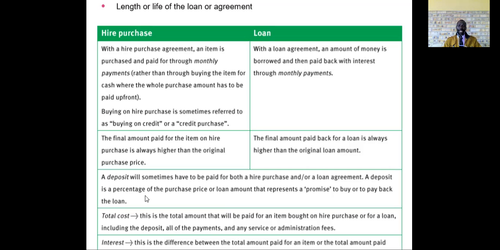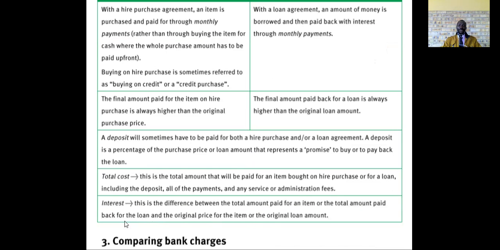Then the total cost is the amount that will be paid for an item bought on hire purchase or for a loan, including deposit, payments, all of them, and any service or administrative fees. Then the interest is the difference between the total amount of money paid for an item and the total amount paid back for the loan and the original amount, okay, for the item. So interest is like when you're given somebody 500,000 and you are expected to pay like 600,000.